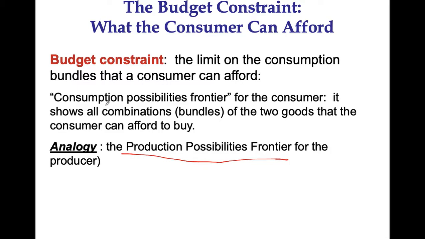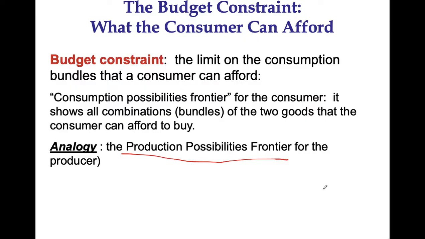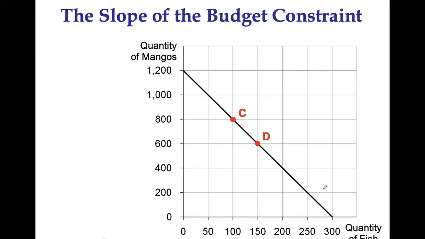of two goods that the consumer can afford to buy. I hope it is clear by now, the meaning of the budget constraint. And it is represented graphically as this straight line, like this one. Let's see now the meaning of the slope of this budget constraint. What is the meaning of this slope of the budget constraint?